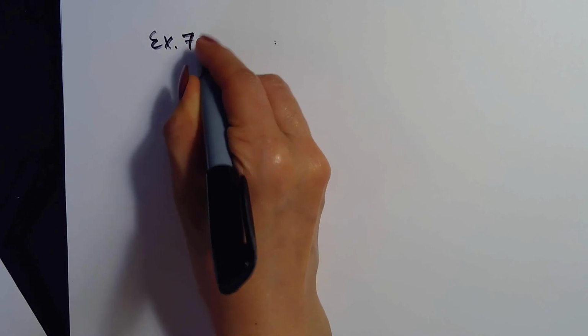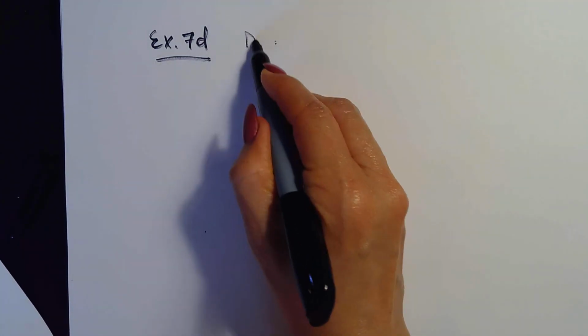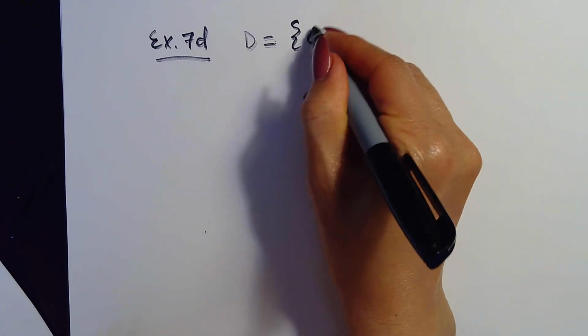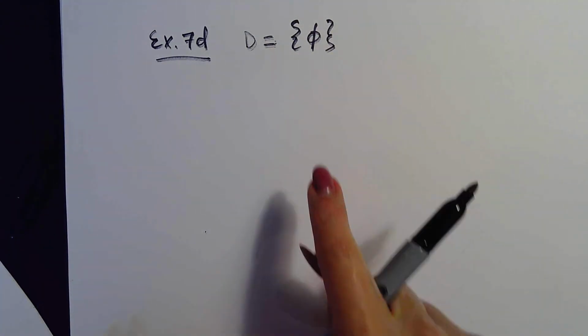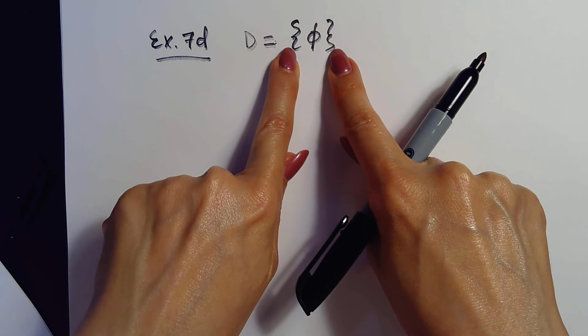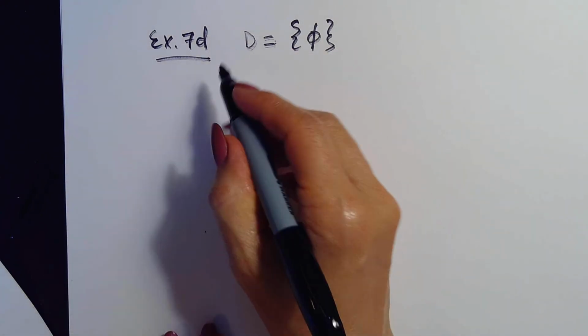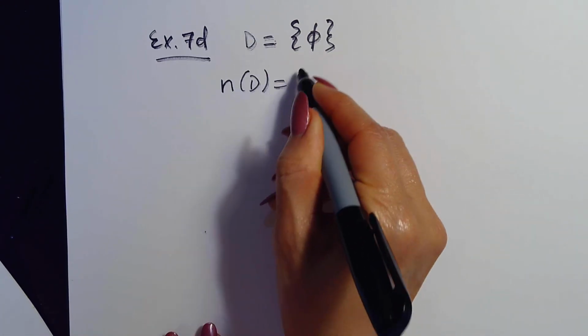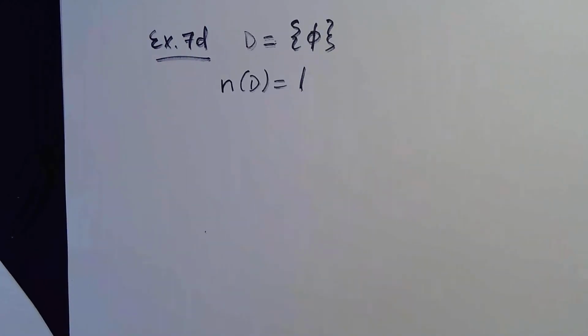And then if you look at 7D, D is equal to the set containing the empty set, right? And so you see that you're looking at this set, this is the main set, there's one element there, so the cardinality of D is going to be 1. Okay.